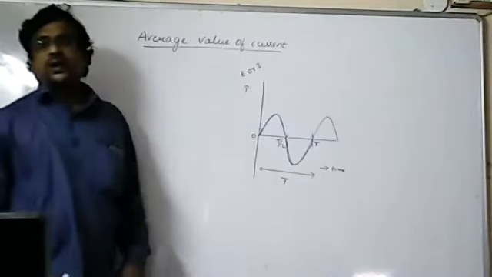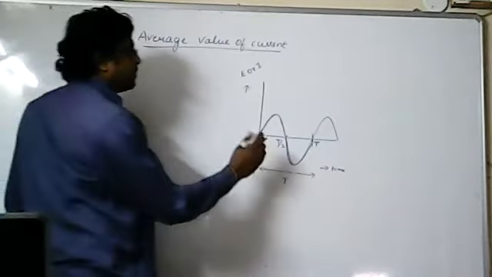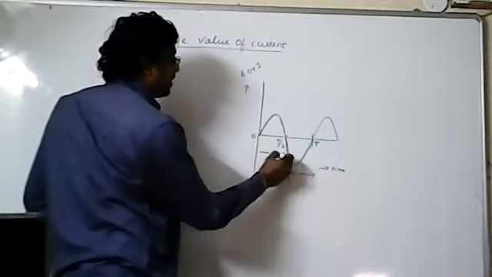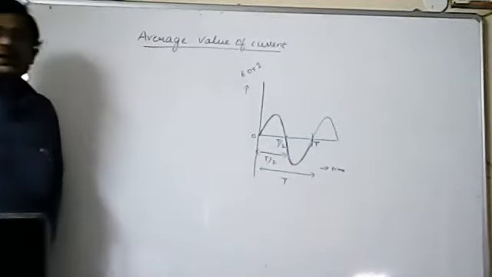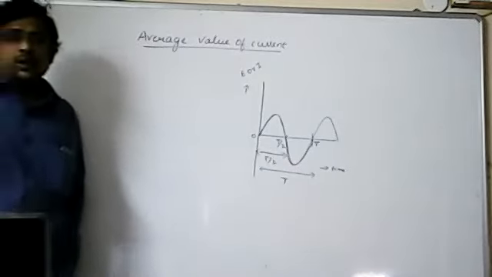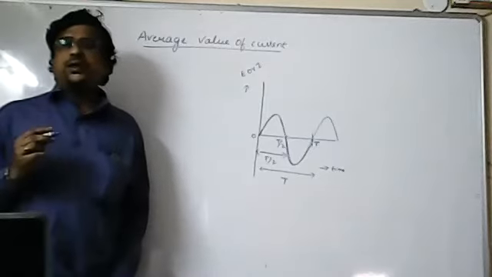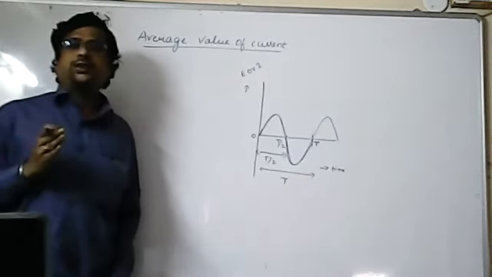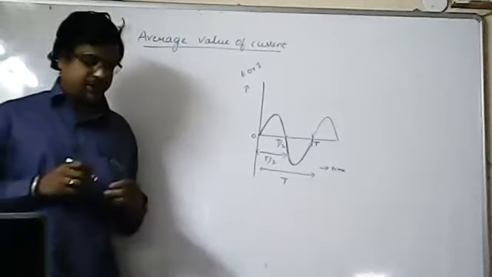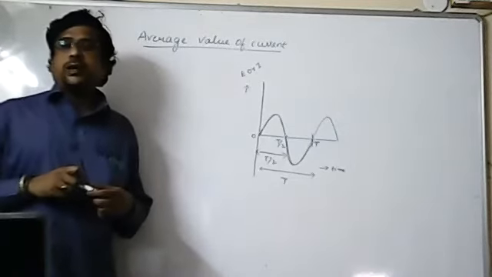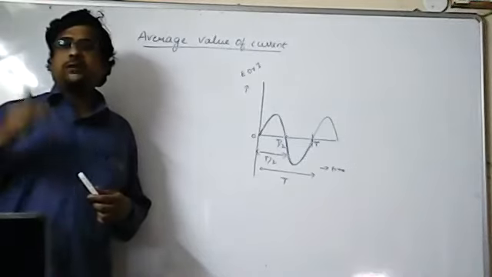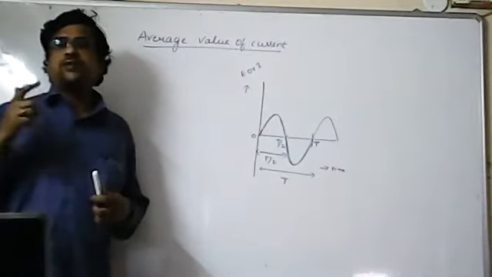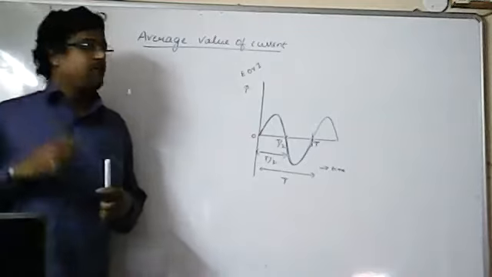So, to get the average, we don't calculate for one complete cycle, but instead we calculate for half of the cycle, that is T by 2. So generally, what does average mean? In the general definition, in statistics, average or mean is nothing but the sum of observations divided by the number of observations.